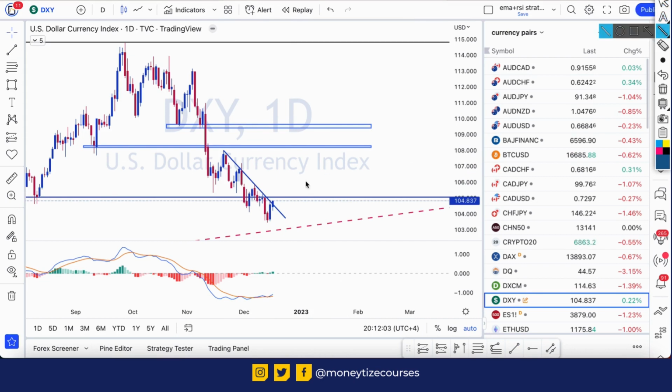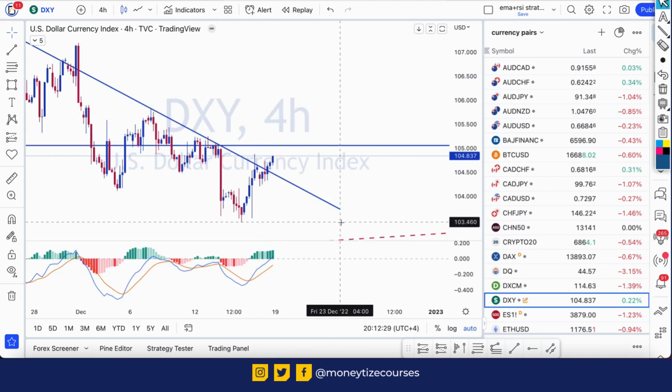So I believe it should touch the first resistance around 108.25, and then start correcting downwards, or the second scenario would be towards 109 or 110 and then start moving downwards. So this is the plan for dollar index. So definitely it is going up in the coming few days.